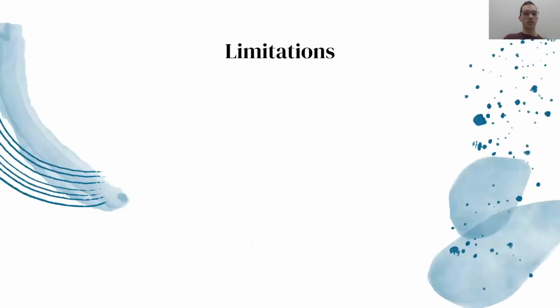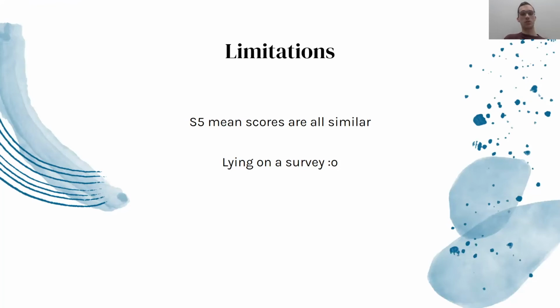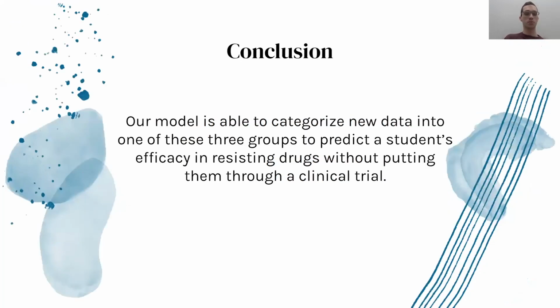There are a few limitations that reduce the power of our model. The small variance of S5 mean scores made it difficult to tell which group may actually be more susceptible compared to others. Also, if the surveys in the clinical trial were not answered honestly, this could influence the accuracy of our results. Lastly, if we had slightly more data with more variability, the accuracy in our results could be drastically improved. In conclusion, we find that our model is able to categorize new players into one of 3 groups to predict a student's efficacy in resisting drugs without having any clinical trials.